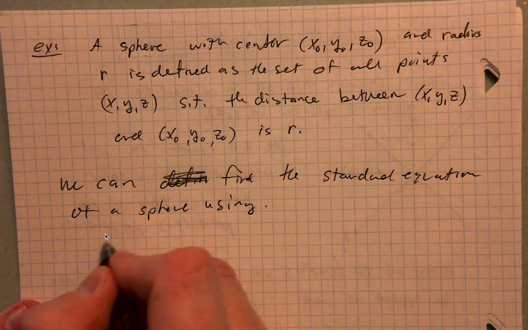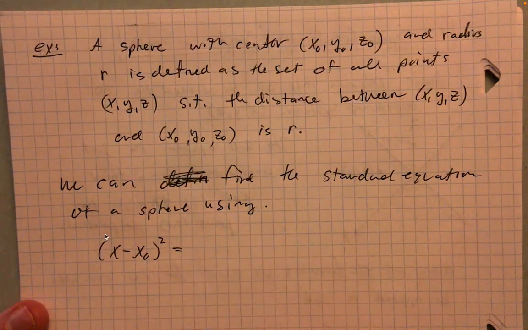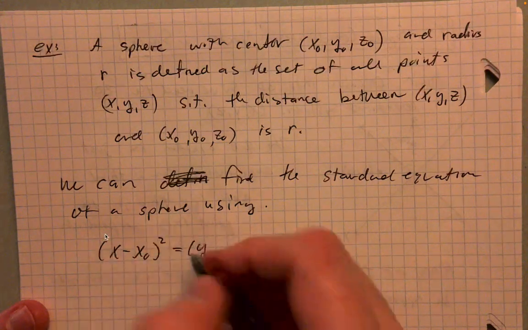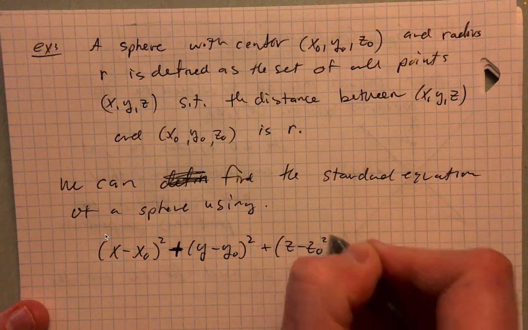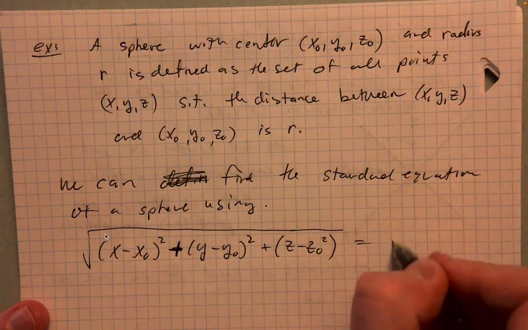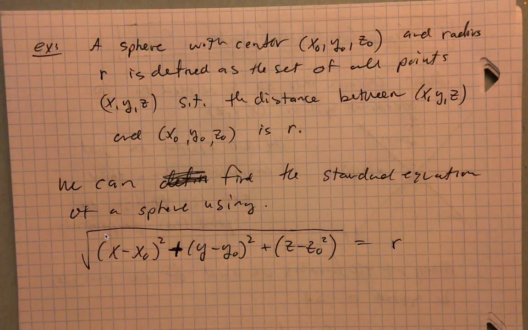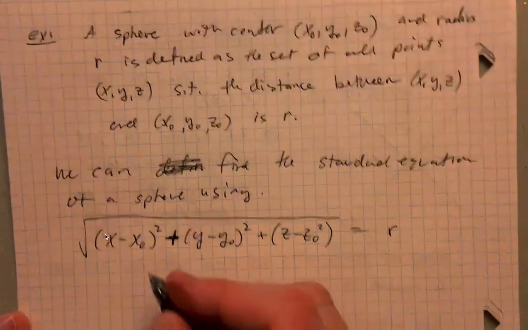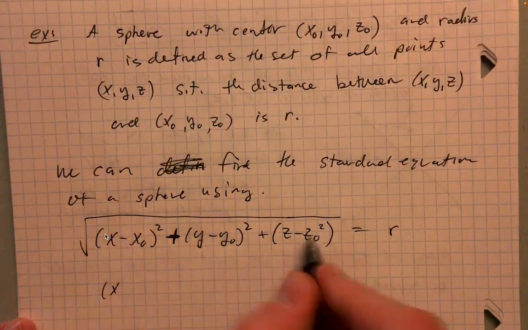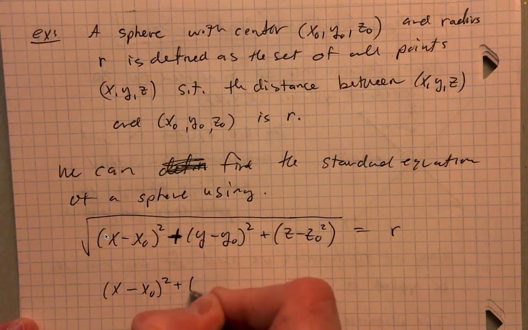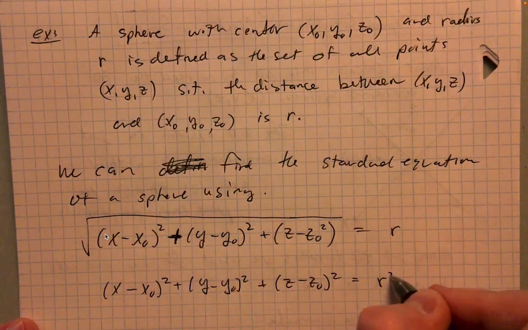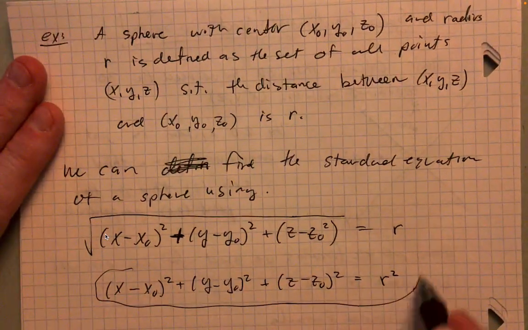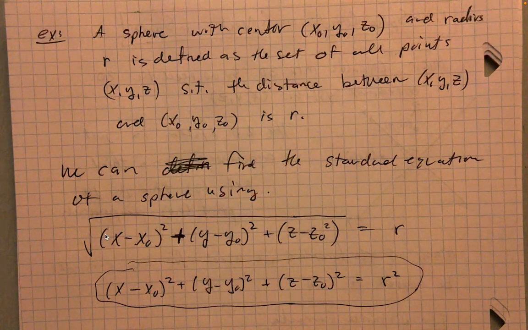We can use x minus x0 squared plus y minus y0 squared plus z minus z0 squared. That's the distance. We need that to equal r. And so we could write this slightly differently by squaring both sides, getting rid of this giant radical. x minus x0 squared plus y minus y0 squared plus z minus z0 squared needs to be equal to r squared. Okay, this would be the standard equation of a sphere.